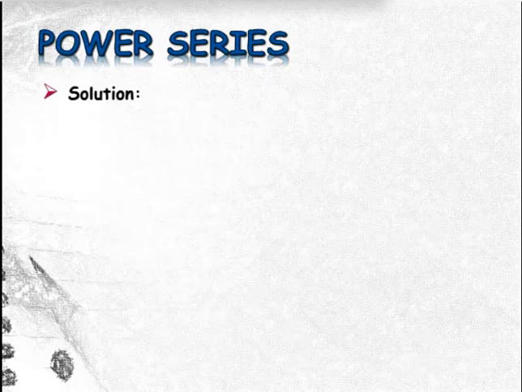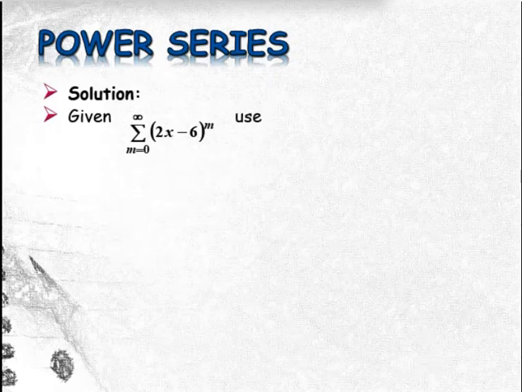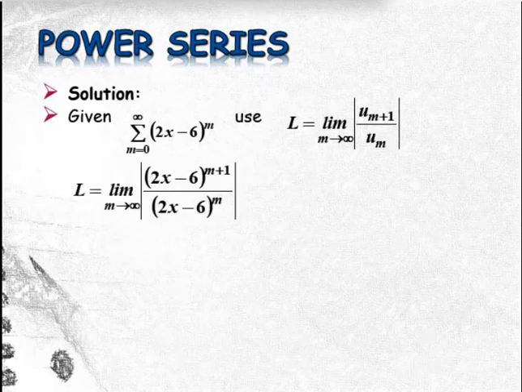Using the third formula with a change of variable from n to m, we can solve for the third number. So, given the summation of 2x minus 6 raised to m from 0 to infinity, let us use the formula L equals the limit of the absolute value of u sub m plus 1 over u sub m as m approaches infinity. So what is u sub m? Your u sub m is equivalent to 2x minus 6 raised to m. So therefore, u sub m plus 1 is 2x minus 6 raised to m plus 1.